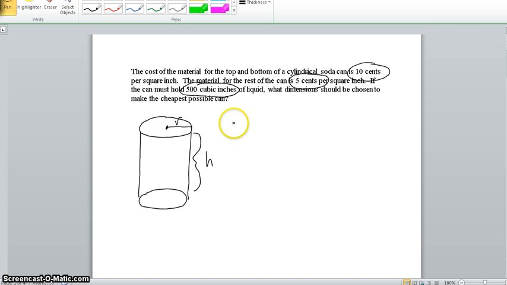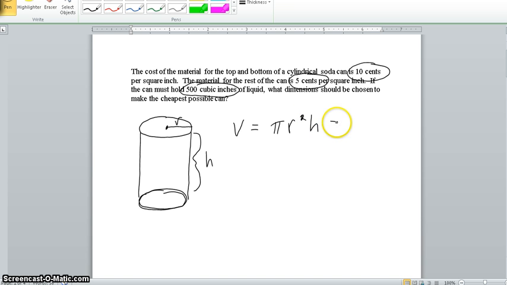We know that the volume of a cylinder is the area of the base, which is a circle, pi r squared, times the height, which is h, and we know that that volume must be 500. So there's something we can maybe work with.